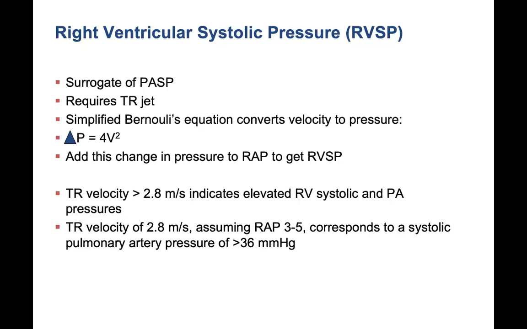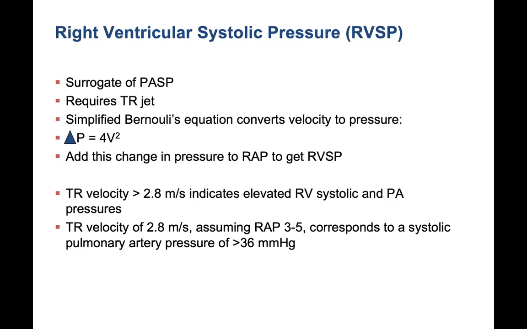So again, we said right ventricular systolic pressure, or RVSP, is a surrogate of PA pressure. It does require a TR jet. So if the patient doesn't have any tricuspid regurgitation, unfortunately, we can't calculate it. We are going to use the simplified Bernoulli's equation to convert velocity to pressure. And again, you don't need to know the equation, but it is change in pressure equals 4V squared. So just know that it uses that velocity.